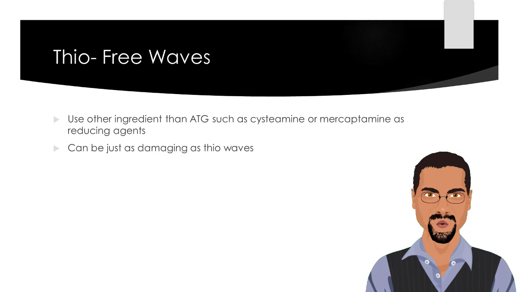Thio-free waves use an ingredient other than ATG, such as cysteamine or mercaptamine, as reducing agents. Even though these thio substitutes are not technically ATG, they are still thio compounds. Thio-free waves can be just as damaging as thio waves.